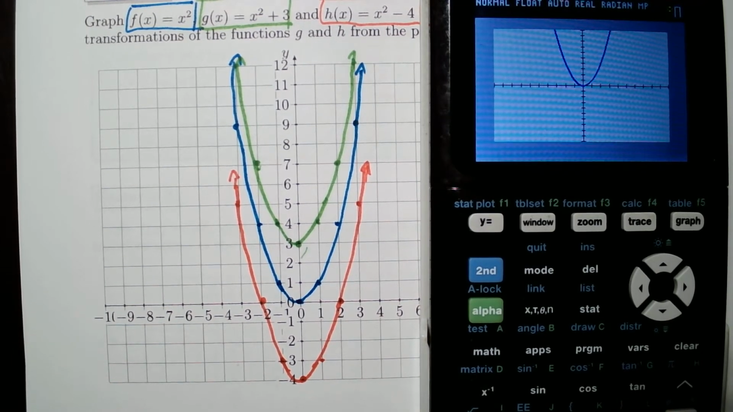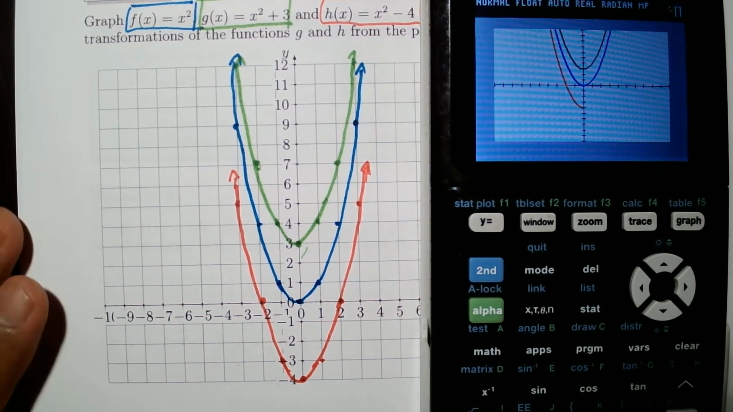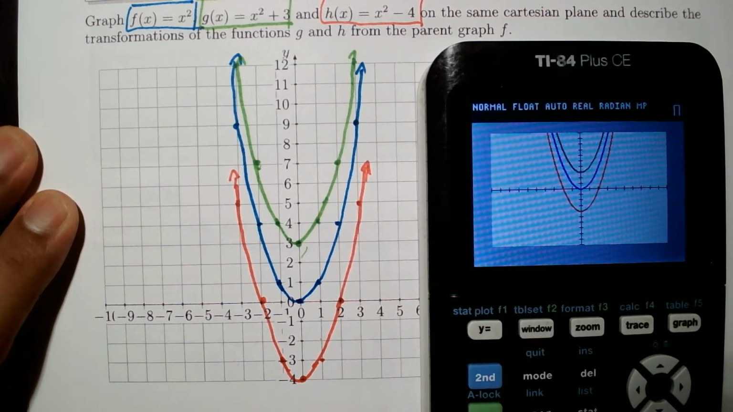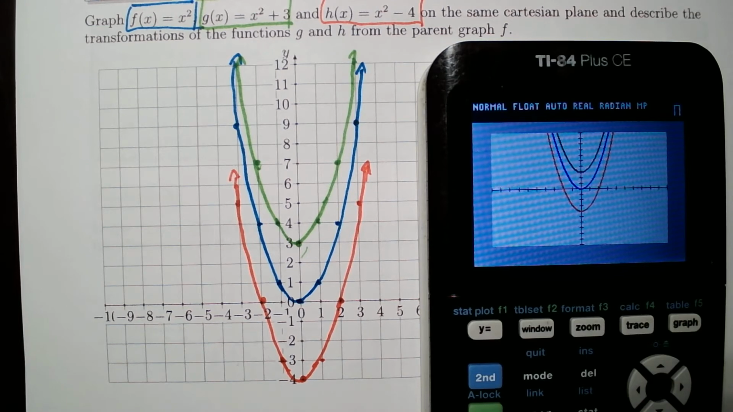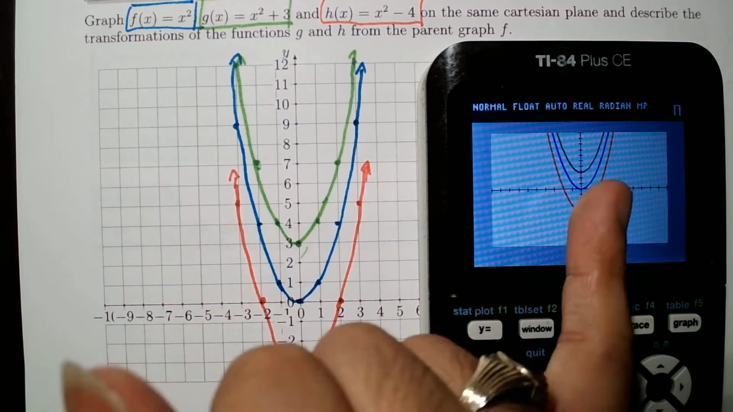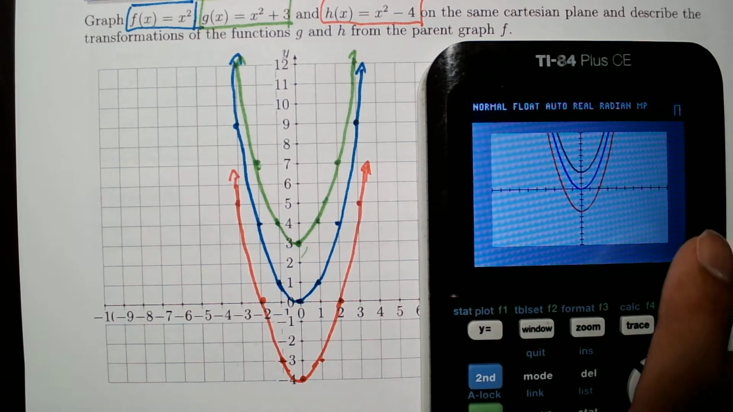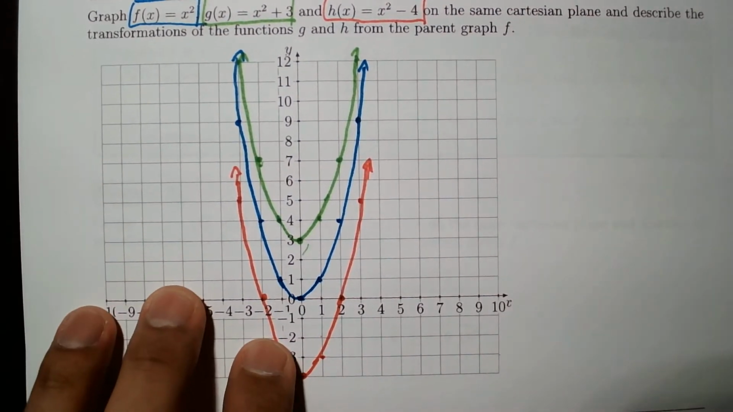So that's our original graph, the parent graph of x squared, and then the green one, well, it doesn't look green over here, so maybe if I put it here, and then the red one, which looks 4 units down. All right, so here you have the comparison between what we do by hand and what we do using our graphing calculator. So now let's look at another transformation here.